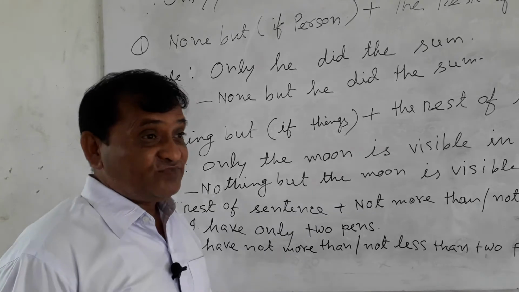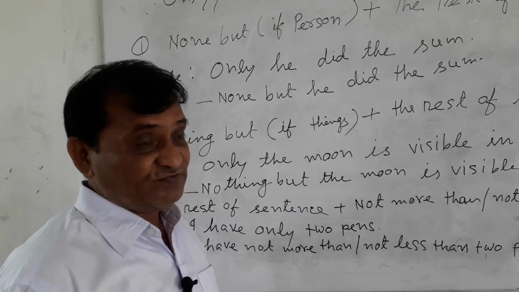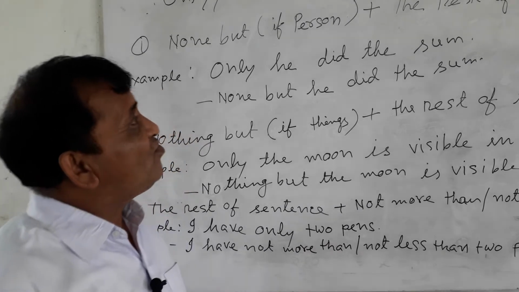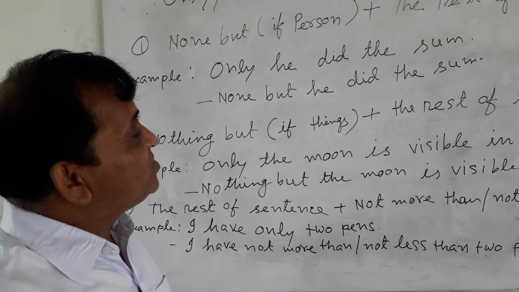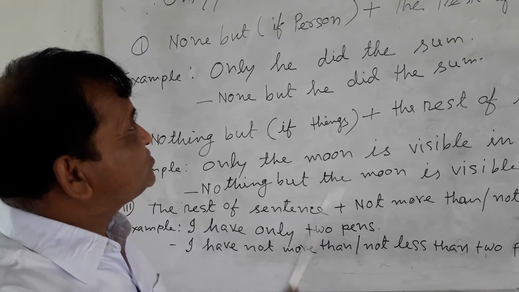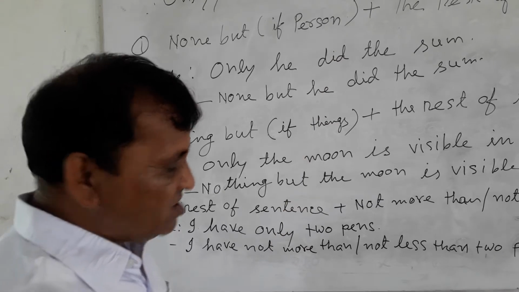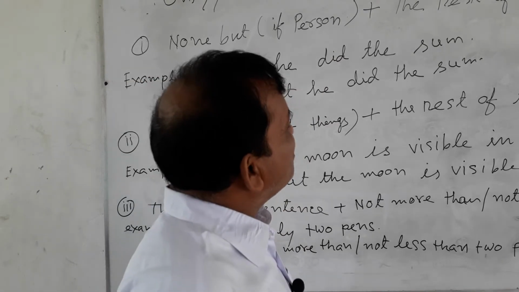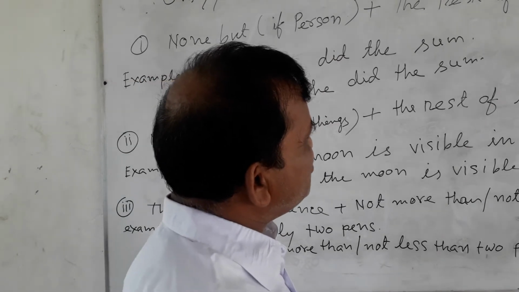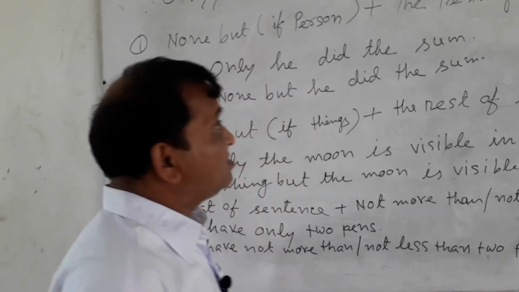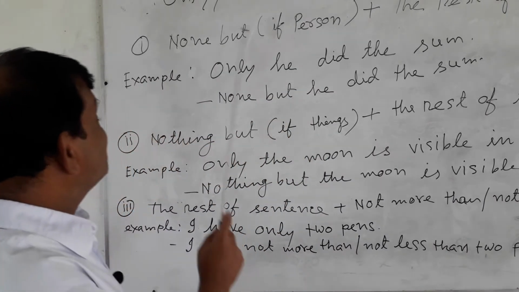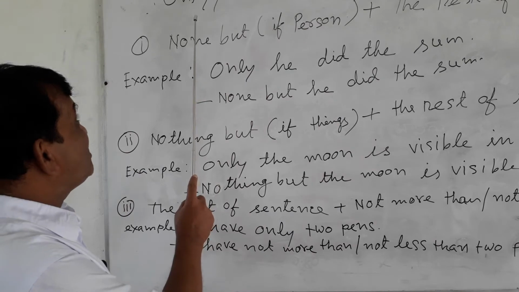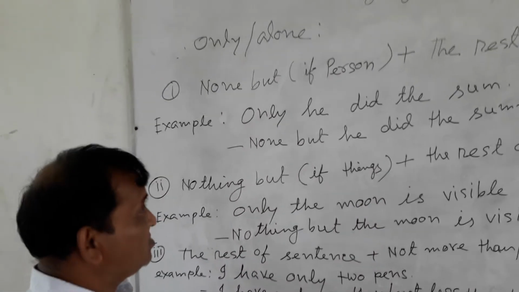Today I am taking the class on English second paper. Now I will discuss changing sentences. Today's topic is affirmative to negative: the use of only or alone.